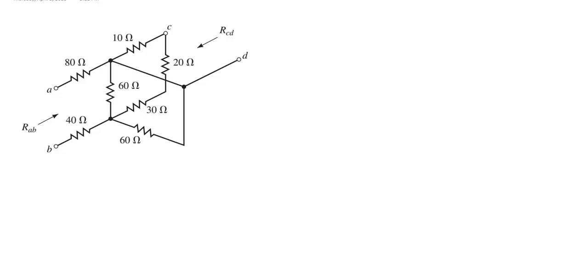Okay, for this example, we are asked to find the total resistance seen by RCD and RAB. That is, these two points. So what is the total resistance seen from here, and what is the total resistance seen from here? Now, for this particular problem and problems similar to this, you have to remember the following thing.